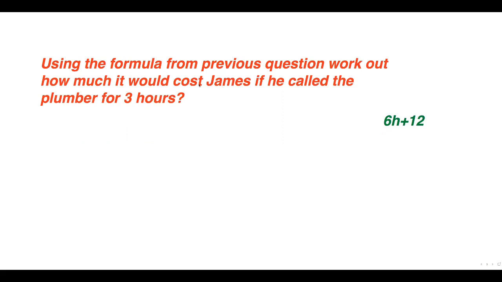Okay, so we know that James has called him for 3 hours, so 6 times 3, which is 18. And then you've got 18 plus 12. So we've got our formula here: 3 hours, so 6 times 3, which is 18. 18 plus 12, and that should give us 30.